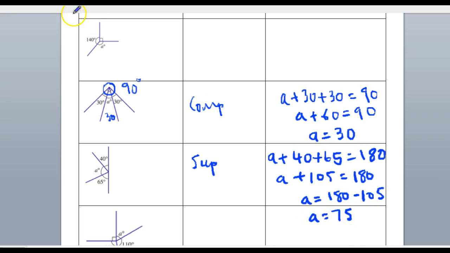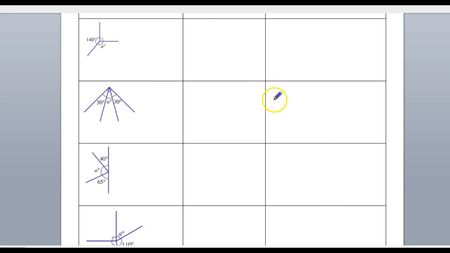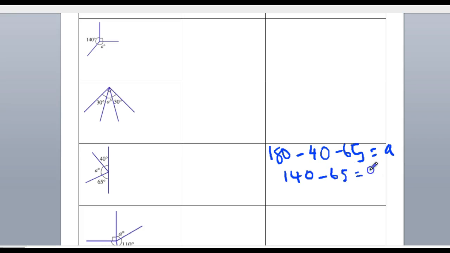So these ones are a little bit harder. Now, if you like, you can do it the other way, like I showed you before. You can say, well, I know all my angles have to add up to 180, so let's take away what we have. I can take away the 40, take away the 65, and it's going to give me A. 180 minus 40 is 140, minus 65 is 75.